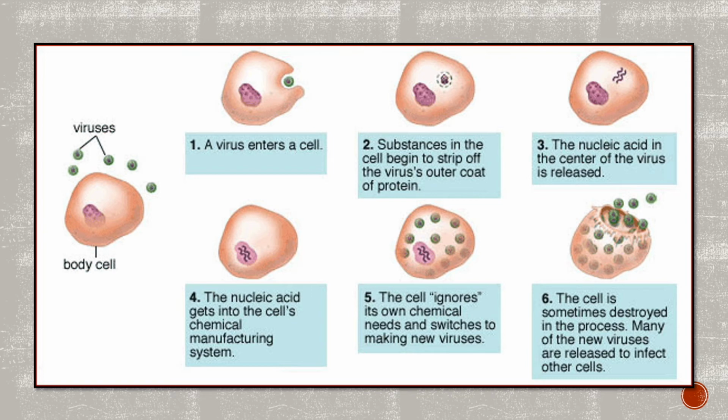The nucleic acid gets into the cell's chemical manufacturing system, or its nucleus, and the cell ignores its own chemical needs and switches to making new viruses. The cell is sometimes destroyed in the process. Many of the new viruses are released to infect other cells. So that's how a virus can infect a healthy cell. It's very simple, but it's very dangerous.